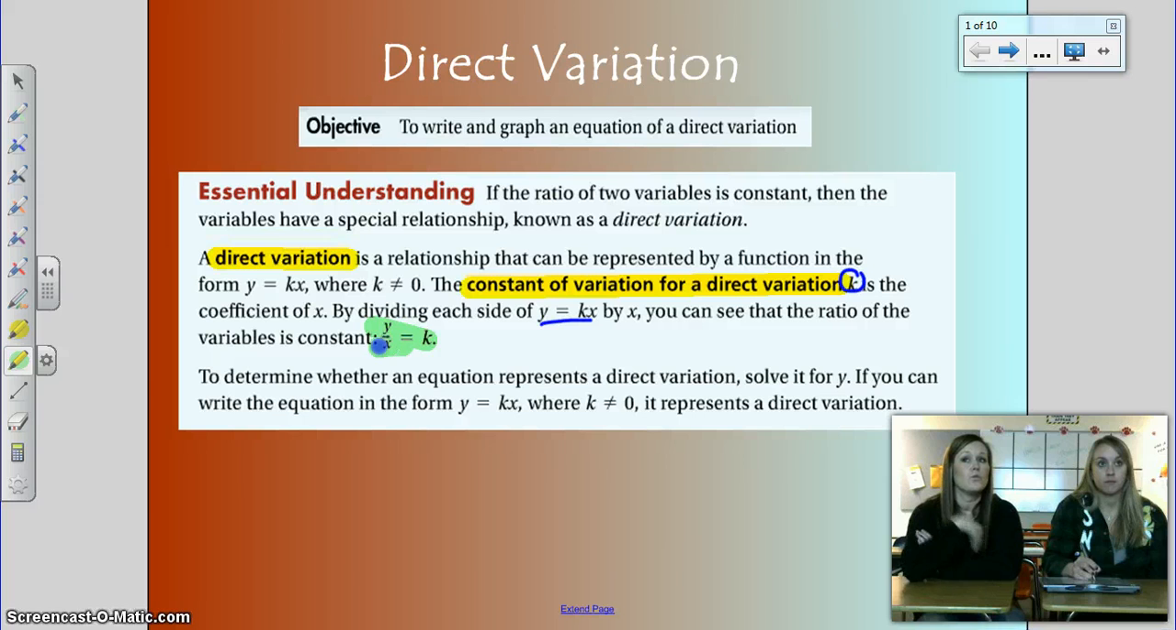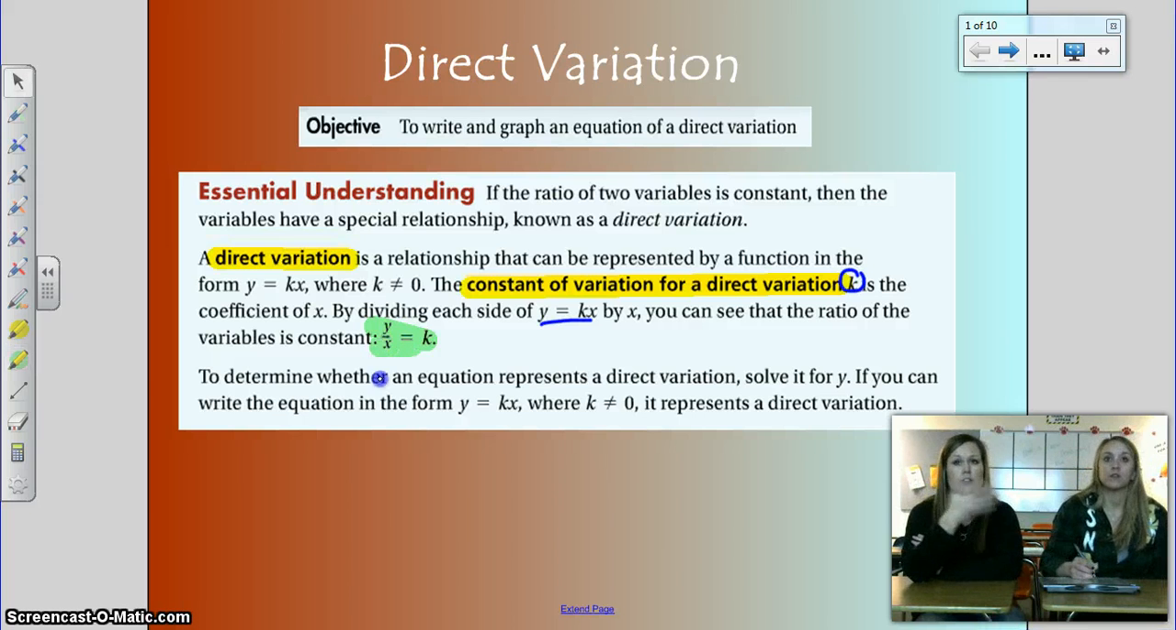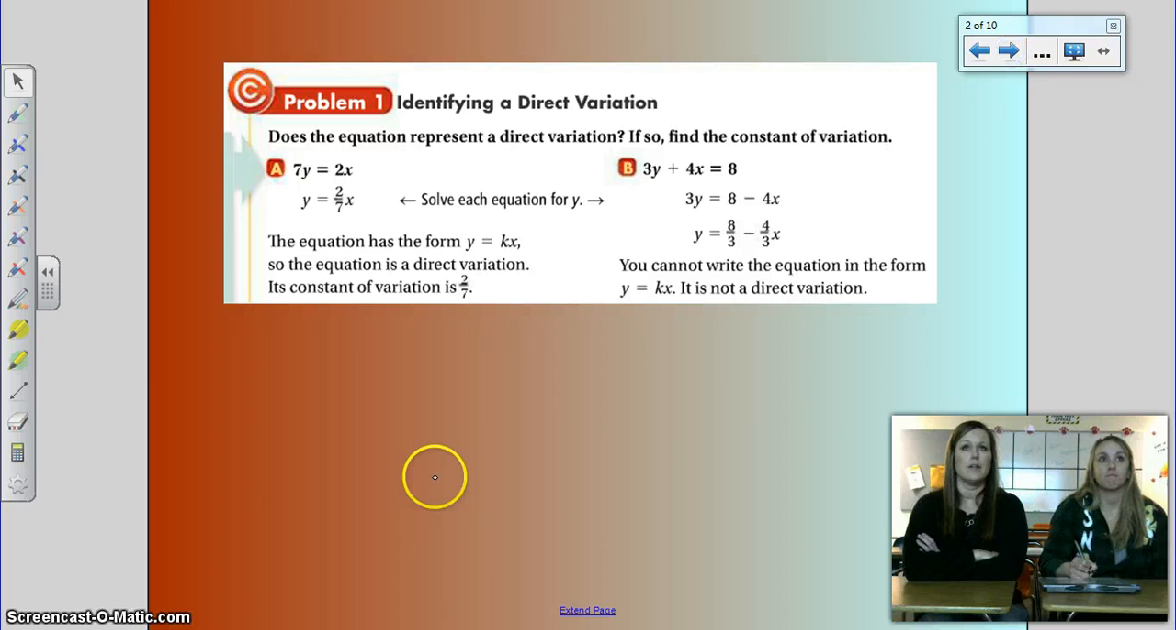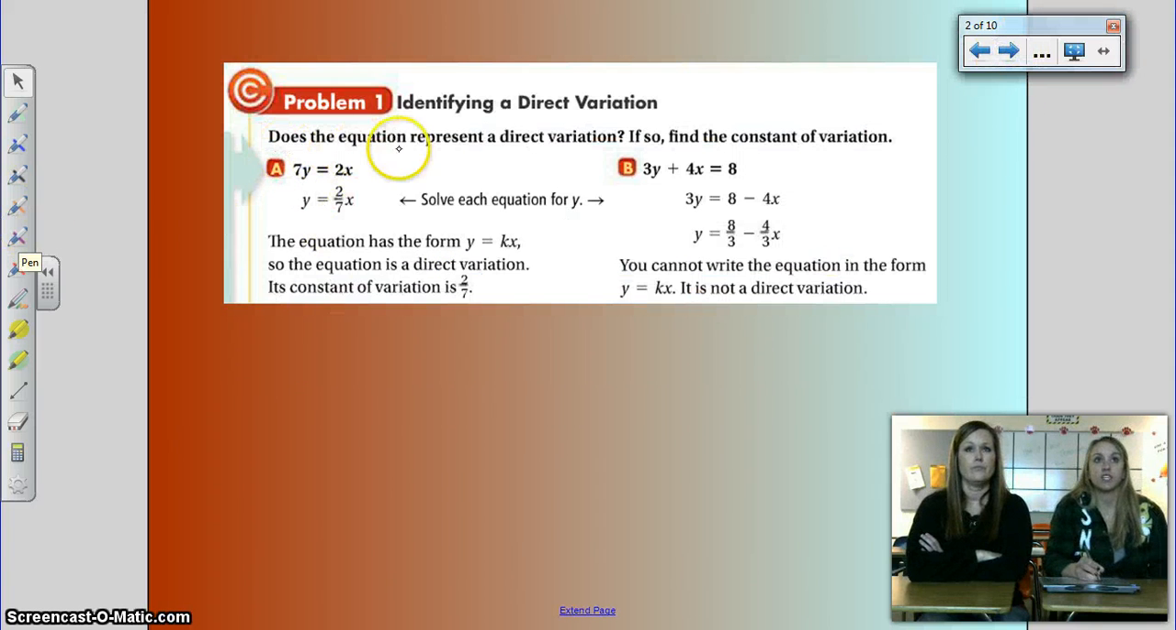And then you can also see the ratio in the direct variation. This is going to make a lot more sense once we show you what it actually looks like with numbers. All right. So we're looking for the form, does k equal y over x? That's what we're looking for. So right here, does the equation represent a direct variation? If so, find the constant of variation.